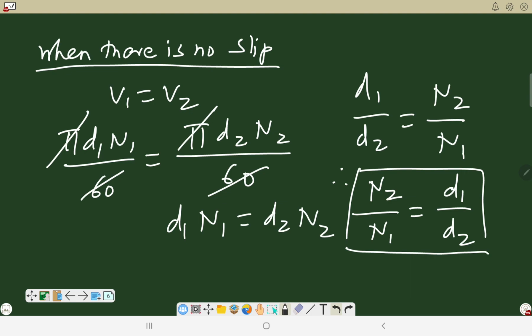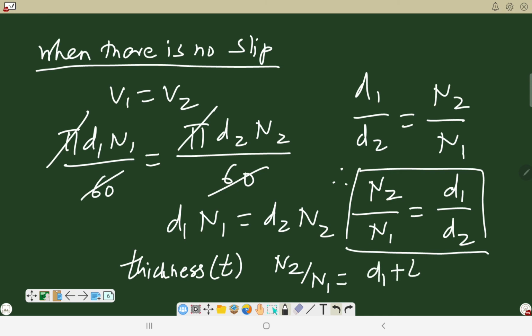So this is the formula of velocity ratio of the belt drive. If the thickness of the belt is considered, represented by symbol T, then we can write n2 upon n1 is equal to d1 plus T divided by d2 plus T. So this way we learned how to determine velocity ratio of a simple belt drive. Thank you very much.